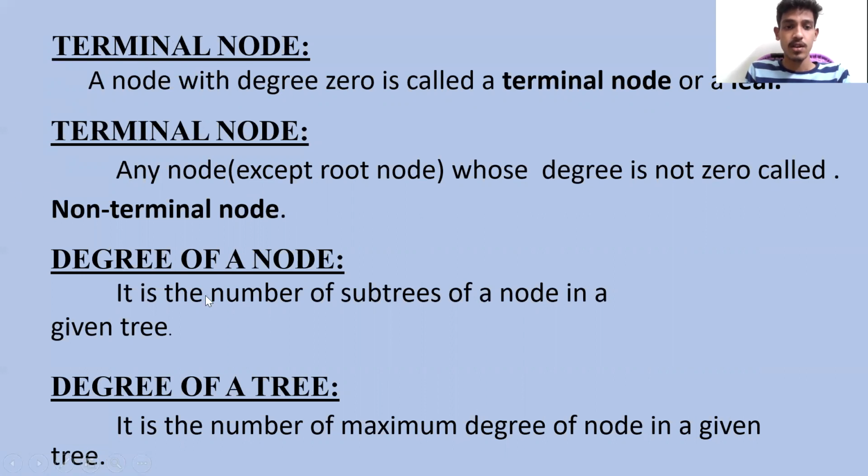Degree of a node. It is the number of subtrees of a node in a given tree. If a node has two children, like B and C, each of which has two children, that makes the degree of a node 2. Next, degree of a tree. It is the maximum degree of a node in a given tree.